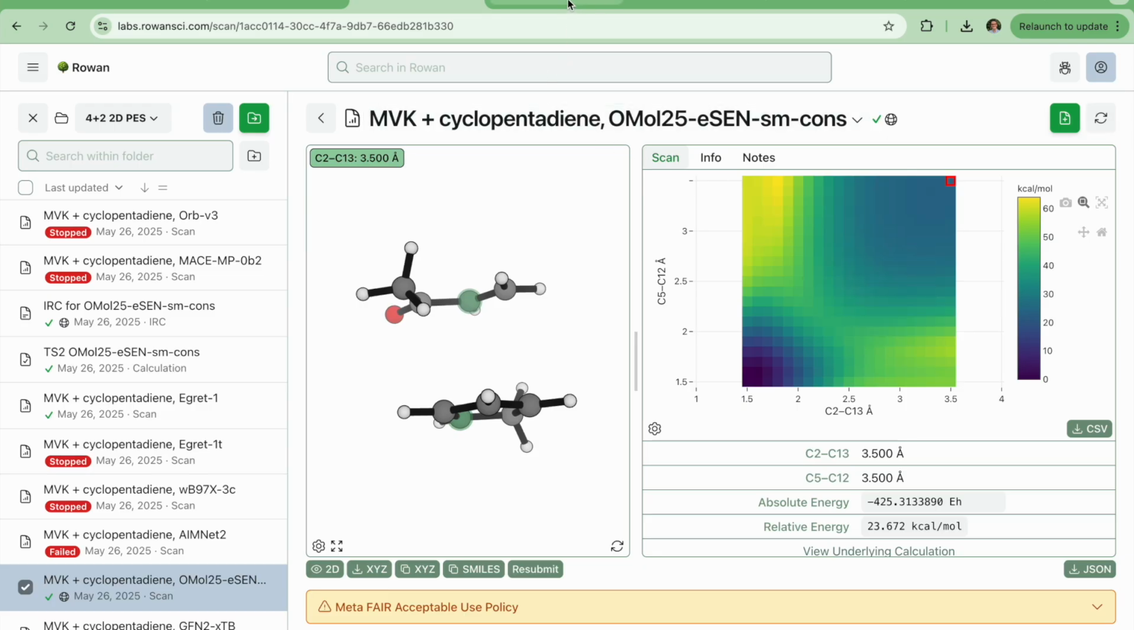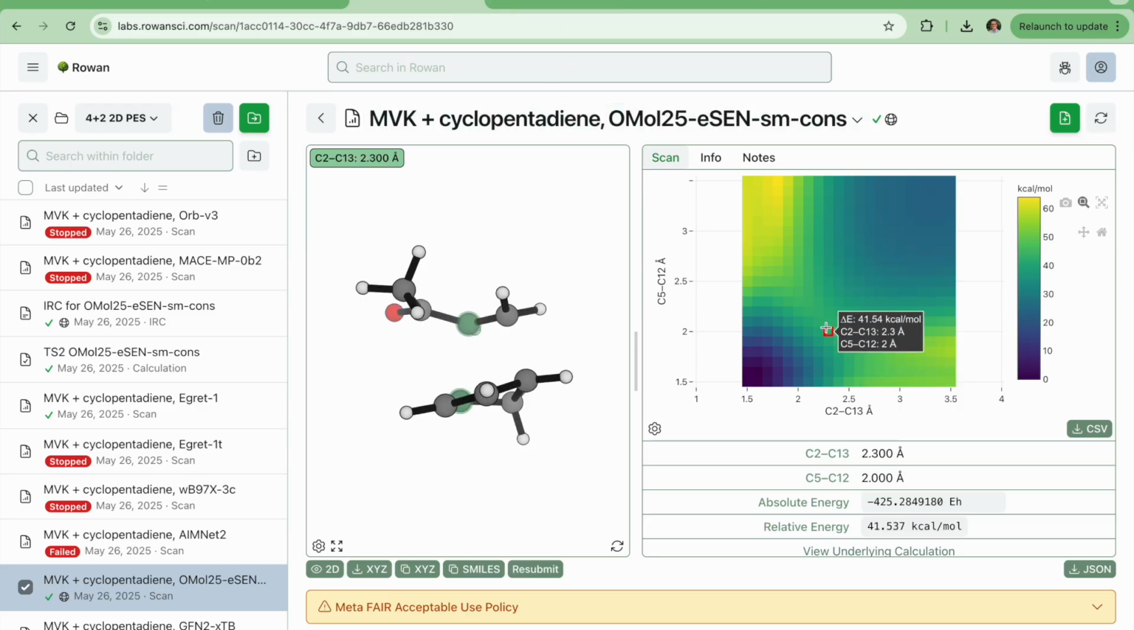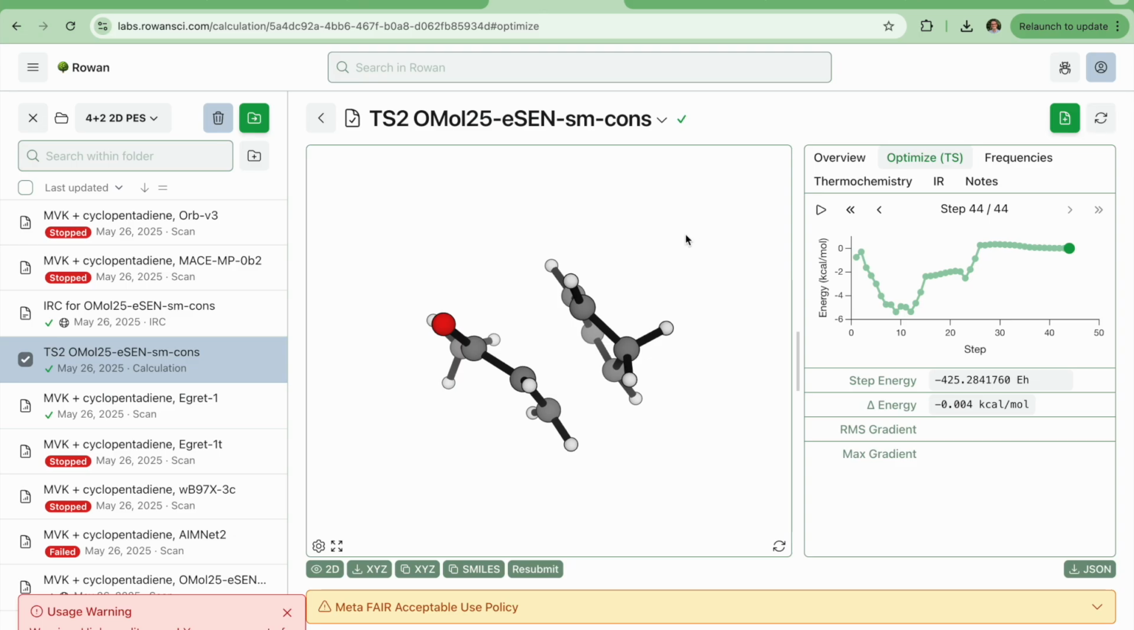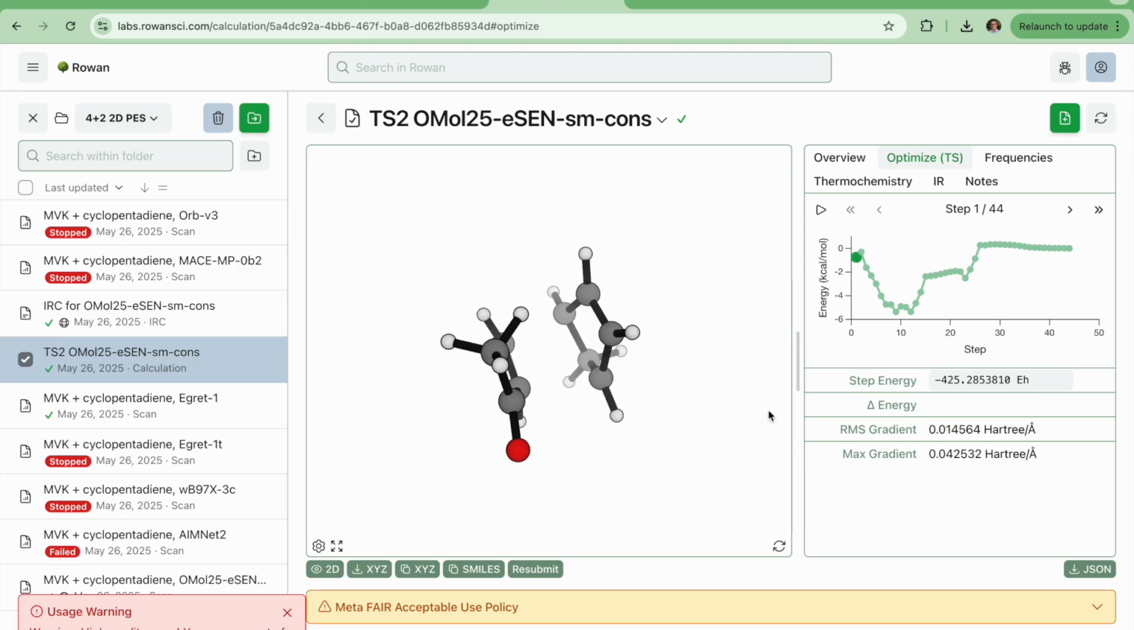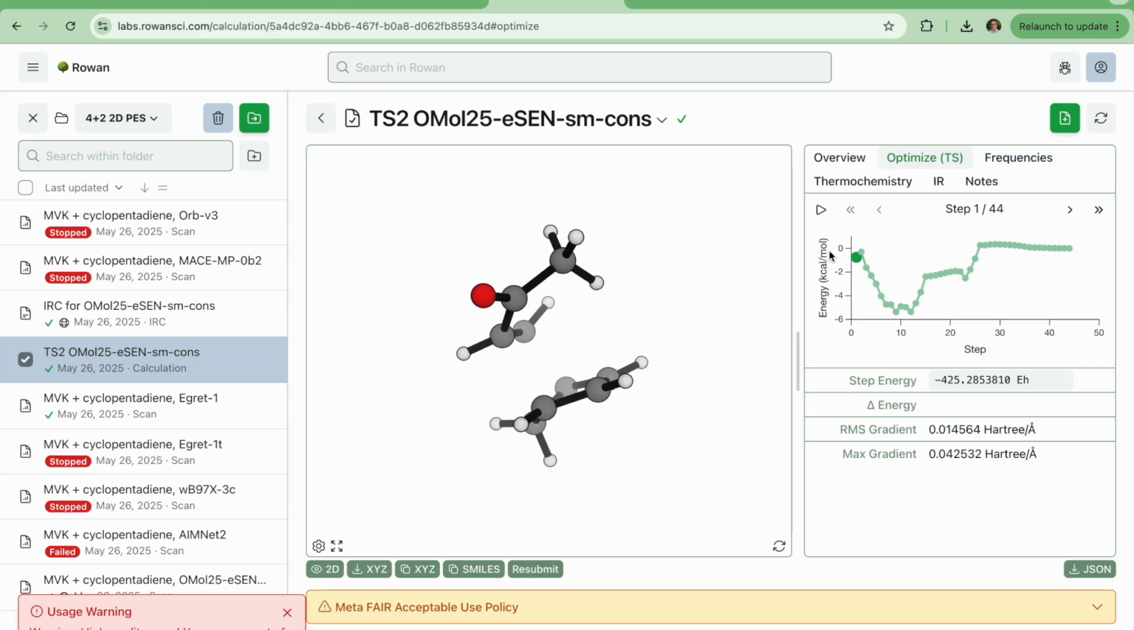So if we want to dig in just a little bit more, what we can do is take a point from here, in the transition state region, and resubmit it as a transition state optimization. So I did this. This was the starting structure here. And then you can click run, and it did a 44-step transition state optimization to generate this structure.